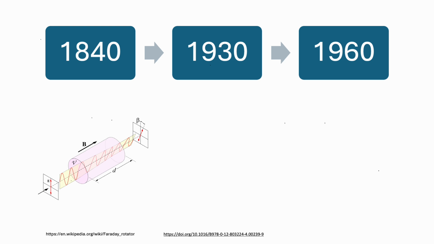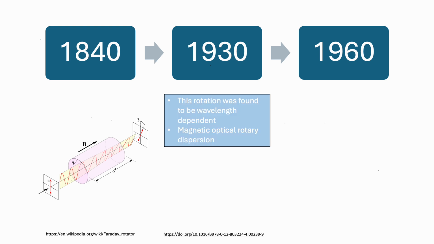Due to birefringence of light polarized in different directions, which gave rise to the term magnetic optical rotation, which is how in the 1930s we ended up looking at how this rotation was found to be wavelength dependent, which they coined magnetic optical rotary dispersion. And this eventually led to MCD as a spectroscopic technique 30 years later.